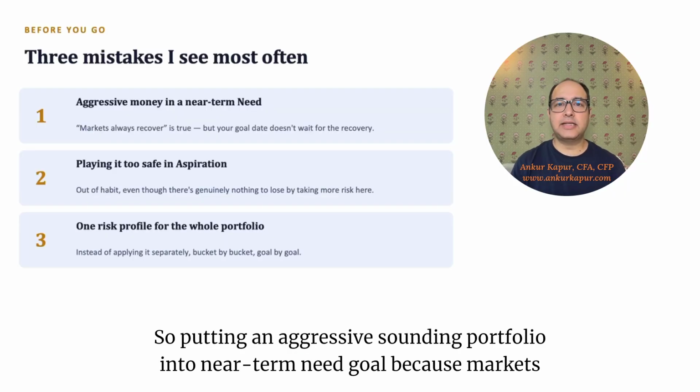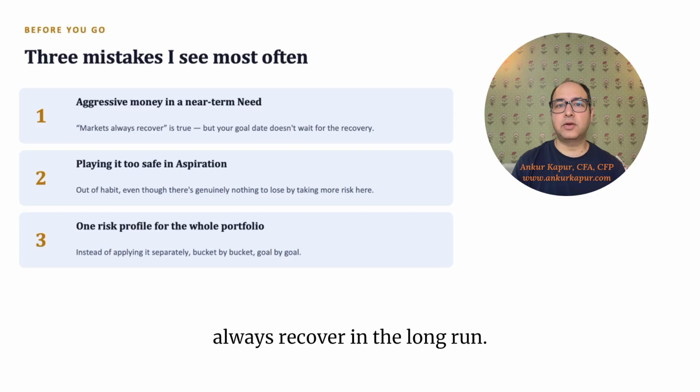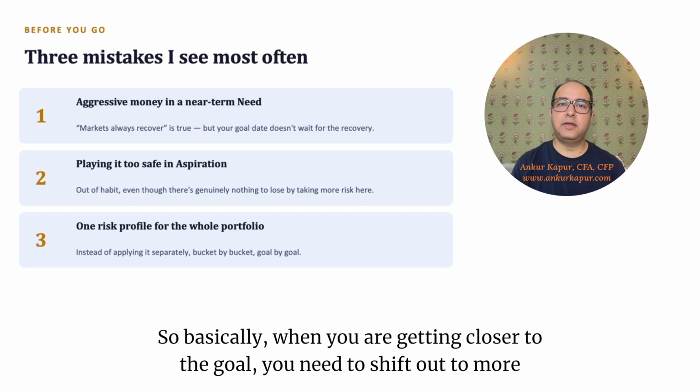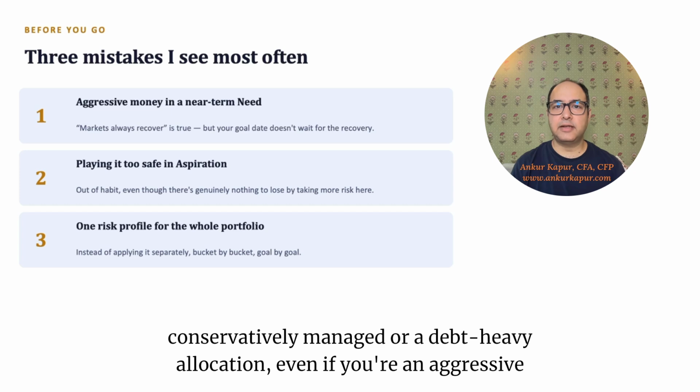The first mistake is putting an aggressive sounding portfolio into a near term need goal, because markets always recover in the long run. They do, but your goal date doesn't wait for the recovery. So basically, when you are getting closer to the goal, you need to shift out to a more conservatively managed or debt heavy allocation, even if you're an aggressive investor.